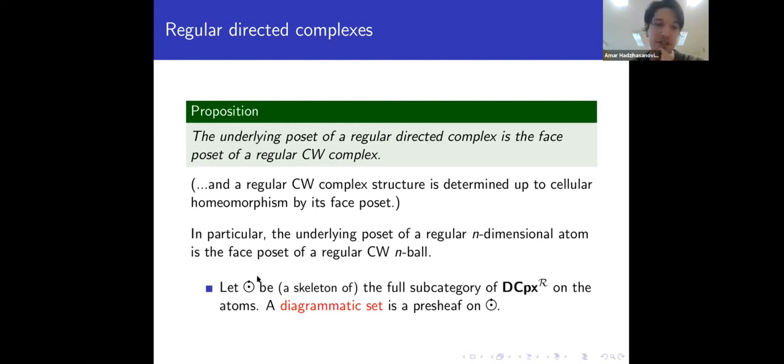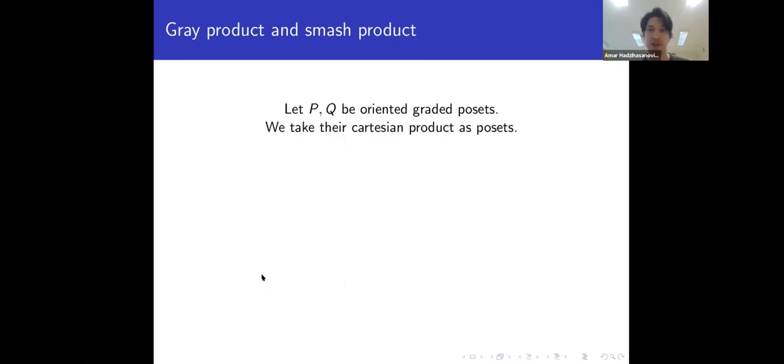So now we take this atom category to be the full subcategory of this category of regular directed complexes on atoms, and we define a diagrammatic set to be a presheaf on this. So this category of atoms and maps of atoms is our shape category that I was talking about earlier. And as I said, this contains lots of other shape categories as full subcategories.